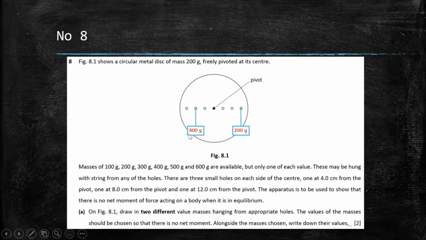Why must the 300 gram be put on the second hole? And why must the 200 gram be put on the third hole? The answer is because 300 times 2, there are 2 holes from the position of the 300 gram until the pivot, equals 600. And 200 times 3, there are 3 holes from the position of the 200 gram until the pivot, is also equal to 600.